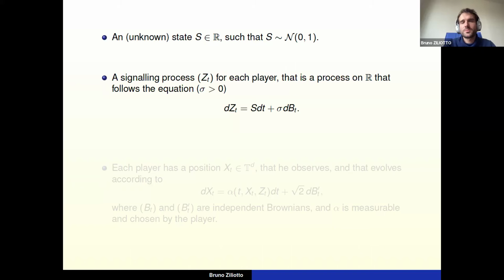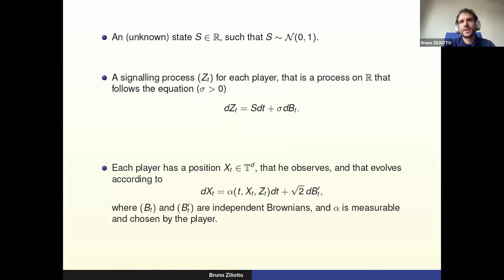And they all observe one version of this equation. So each one has a Brownian motion. And then there is a position that is as usual, driven according to an equation where each player chooses some control alpha, and then it's perturbed by a Brownian motion. And this Brownian motion is independent from the one that drives the information structure.